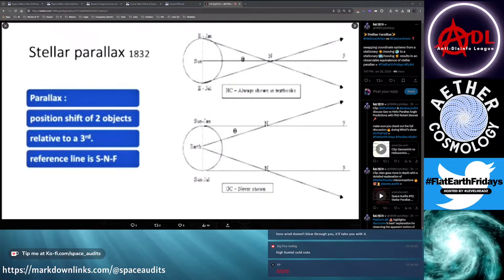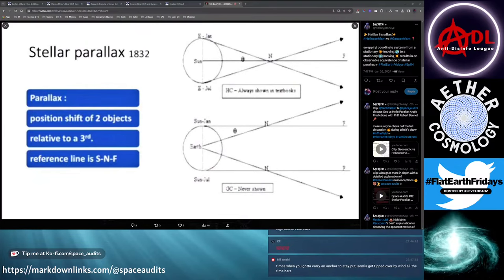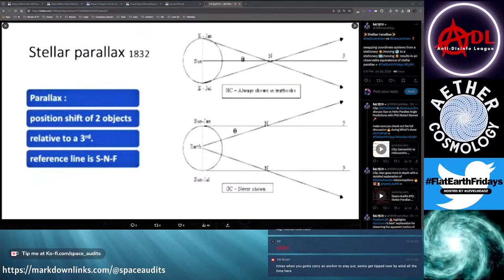They don't talk about the equivalence that you can have with parallax, which means if you have a stationary Earth with the stars moving, that is not exclusive to a heliocentric model, right? So that's the first part to this: stellar parallax does not mean the Earth is moving.